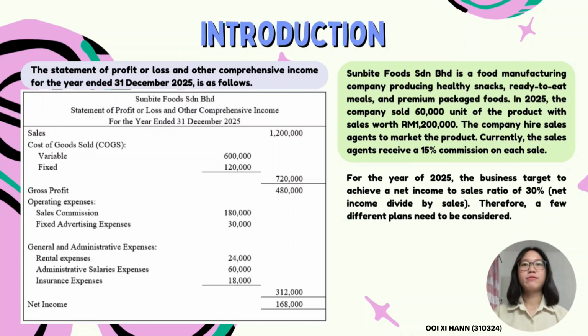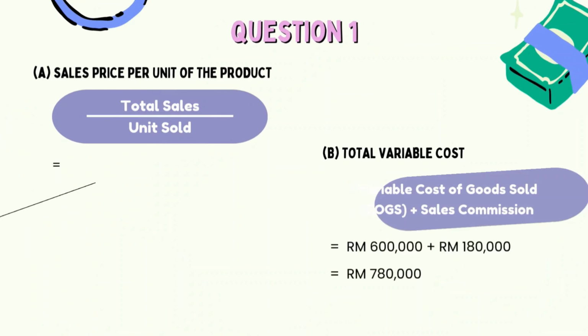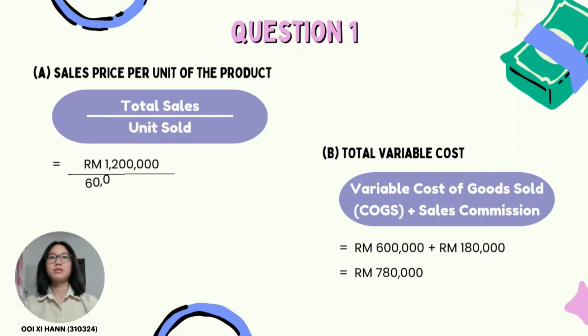The statement of profit or loss and other comprehensive income for the year ended 31st December 2025 is as follows. For the year 2025, the business targets a net income to sales ratio of 30%. Net income is divided by sales. Therefore, a few different plans need to be considered. For question 1, we will discuss the calculations of CVP analysis.